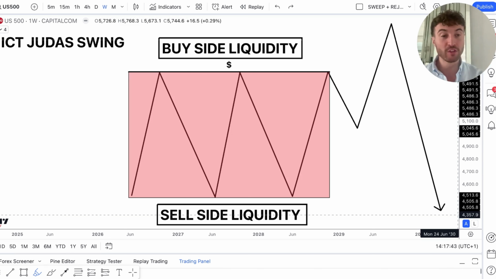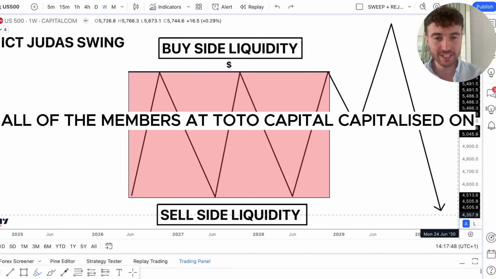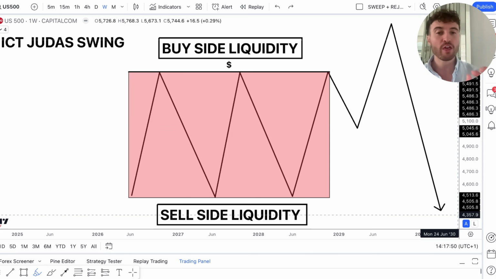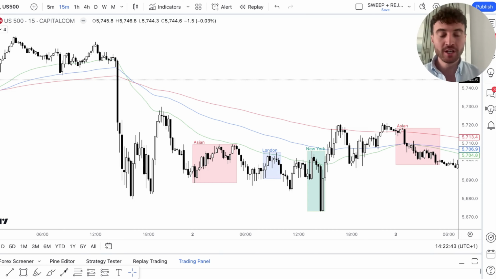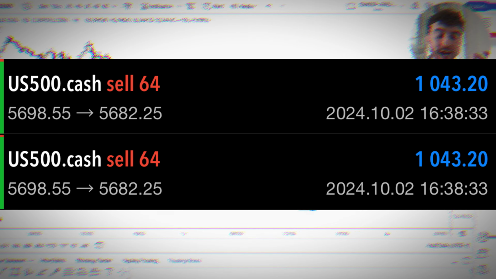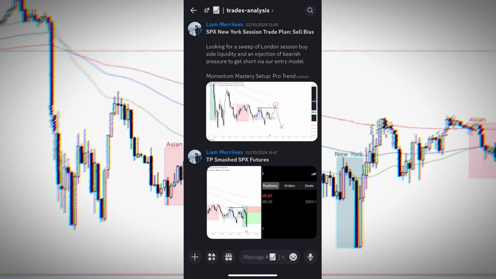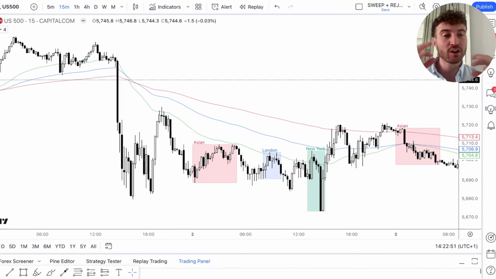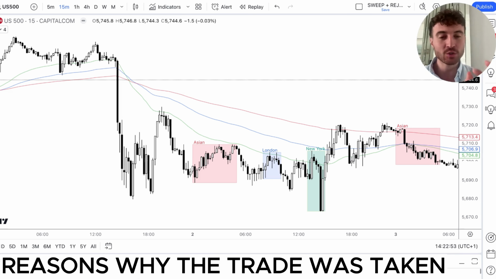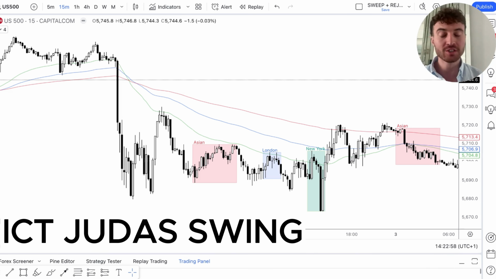Now let's jump over to the charts so I can show you the trade that all of the members within the Toto Capital community managed to capitalize on this week within the live markets. This is on the US 500. Let me just show the profit shot right here and the analysis that was sent to all of the members within the community. Now let's break this down so you can understand the exact thought process and the reasons why this trade was taken using the ICT Judas swing.